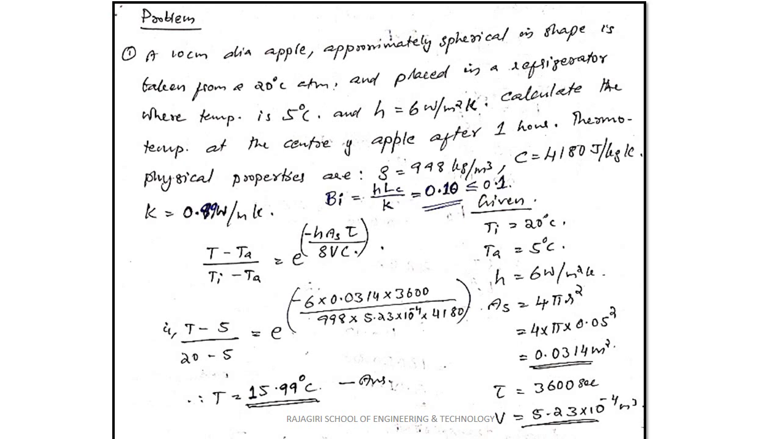So before going to apply the equations, we should first check the validity of lumped system analysis. For that, we should find the Biot number, which should be less than or equal to 0.1.